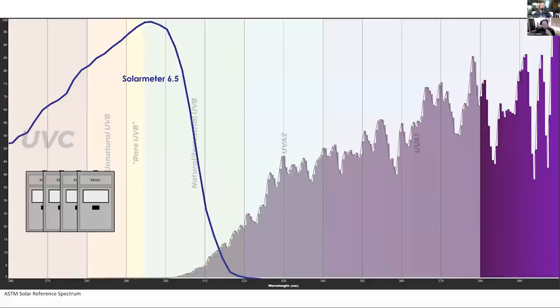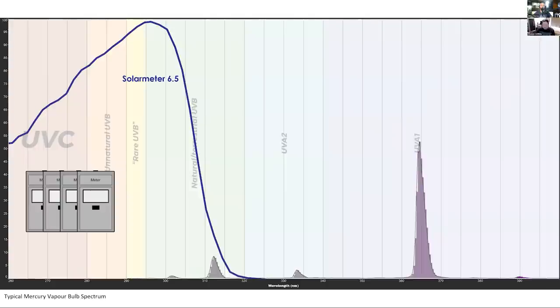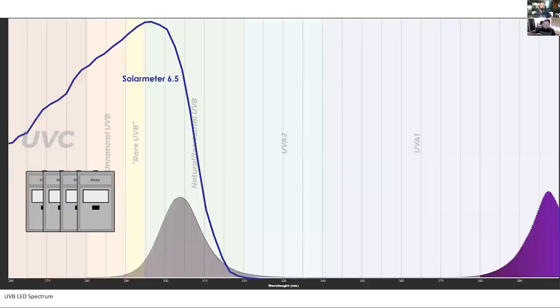So what would happen if we compared their output from, say, a mercury vapor bulb, which looks like this? Now, for anyone watching, yes, that's what a mercury vapor bulb looks like. It's not a great spectrum. Or, for example, if we put them under a UVB LED, which looks more like this. So would they all react the same then? We don't know. Or we didn't know.